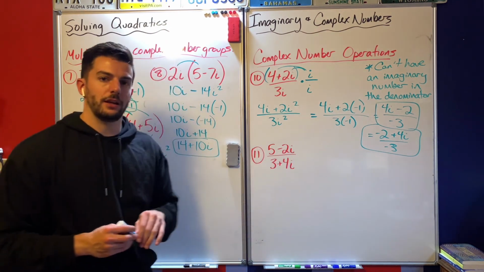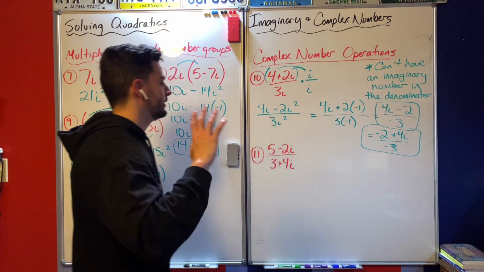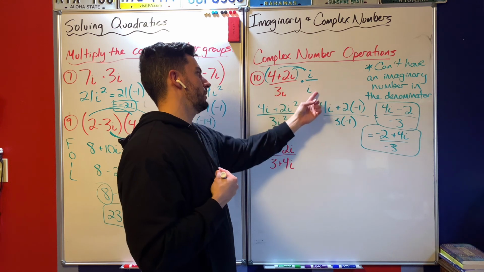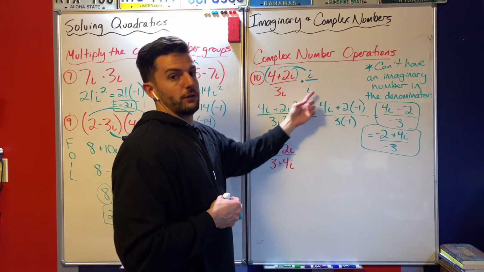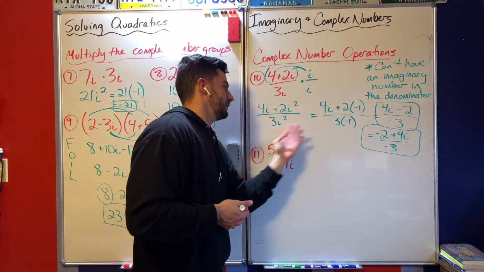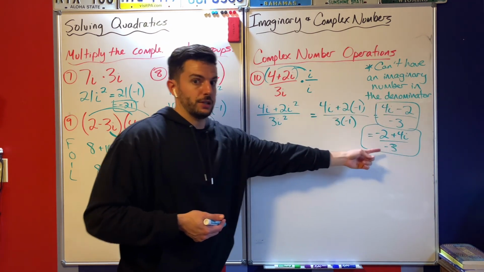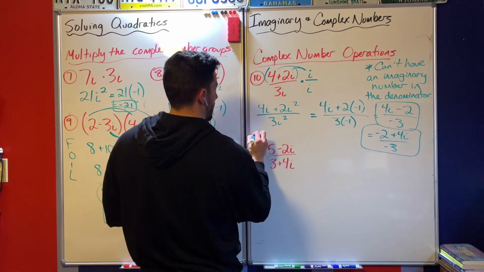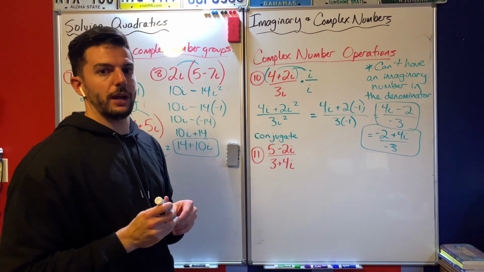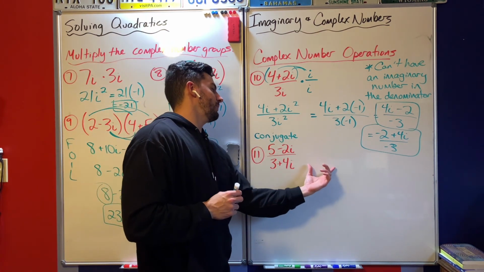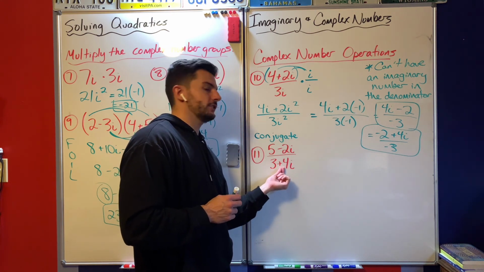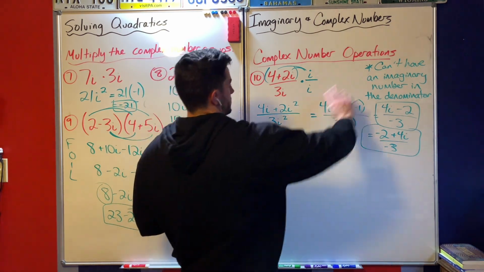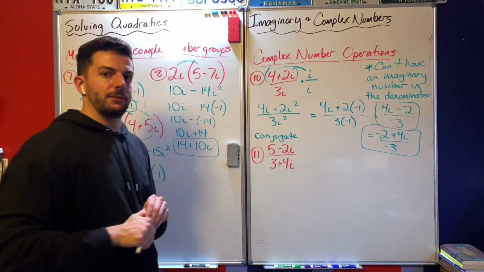Now, number 11 is a monster. That's why I saved it for last. Number 10 was a little bit easier because all I had to do was multiply by I over I, a version of 1, to get that bottom to no longer have an imaginary number. But I'm going to have to use something here called the conjugate. Conjugate is a fancy math word for something where the sign is the opposite of what's in the original group. Again, my goal is still the same. I can't have an imaginary number in the denominator.